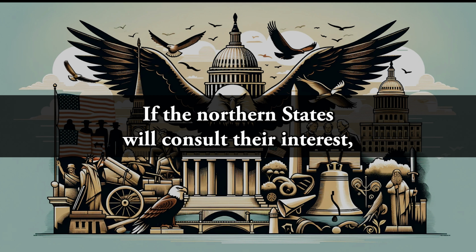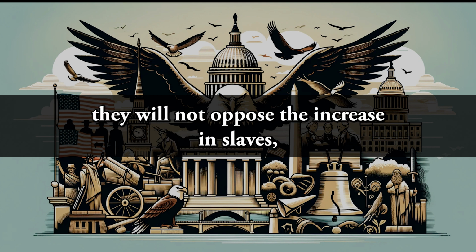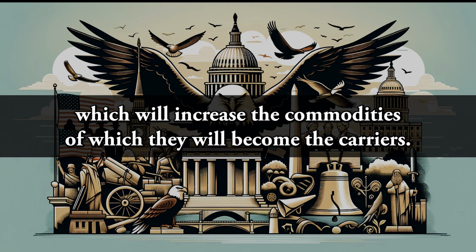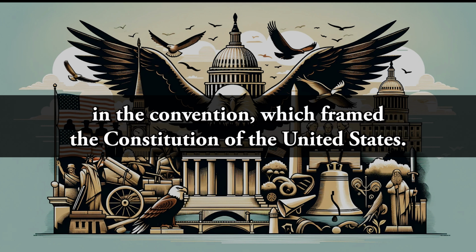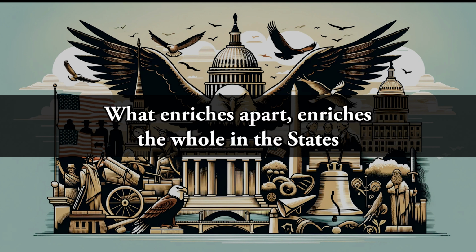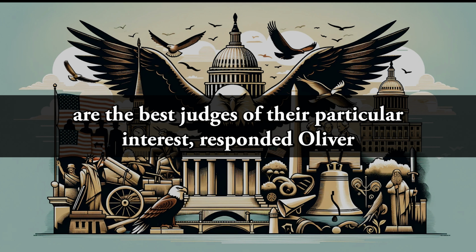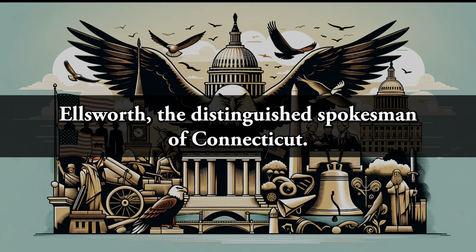"If the Northern states will consult their interest, they will not oppose the increase in slaves which will increase the commodities of which they will become the carriers," said John Rutledge of South Carolina, in the convention which framed the Constitution of the United States. "What enriches a part enriches the whole, and the states are the best judges of their particular interest," responded Oliver Ellsworth, the distinguished spokesman of Connecticut.